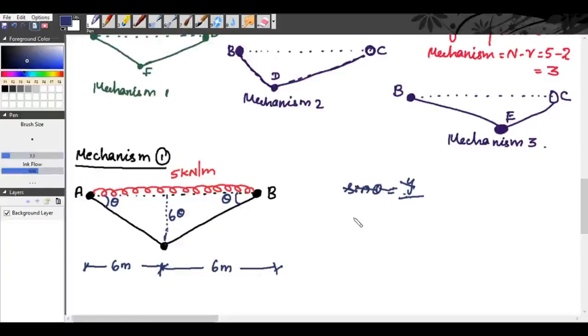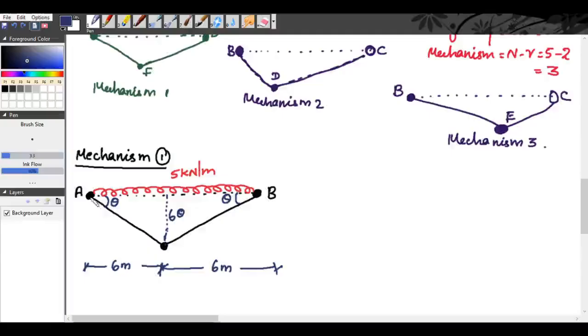You can take tan theta. Tan theta is equal to y by 6, so y is equal to 6 tan theta. Taking theta as small, you will get 6 theta. So y is equal to 6 theta. Okay, so this is 6 theta.